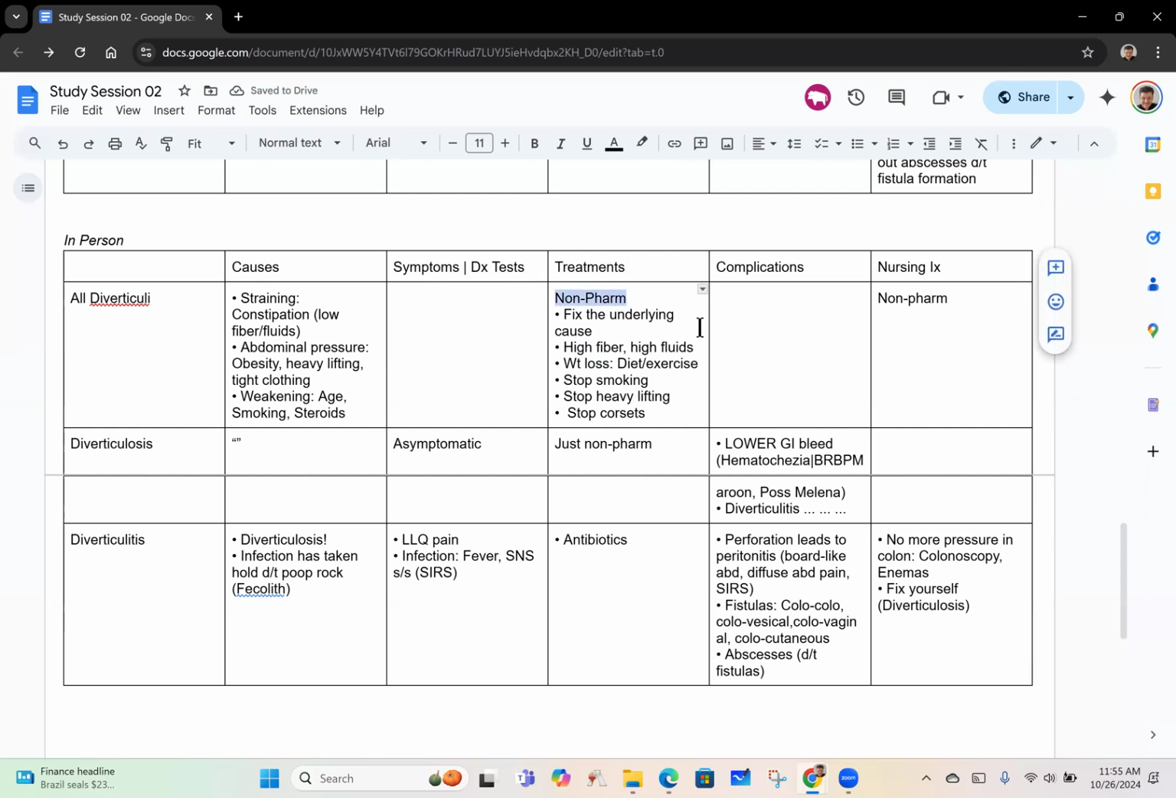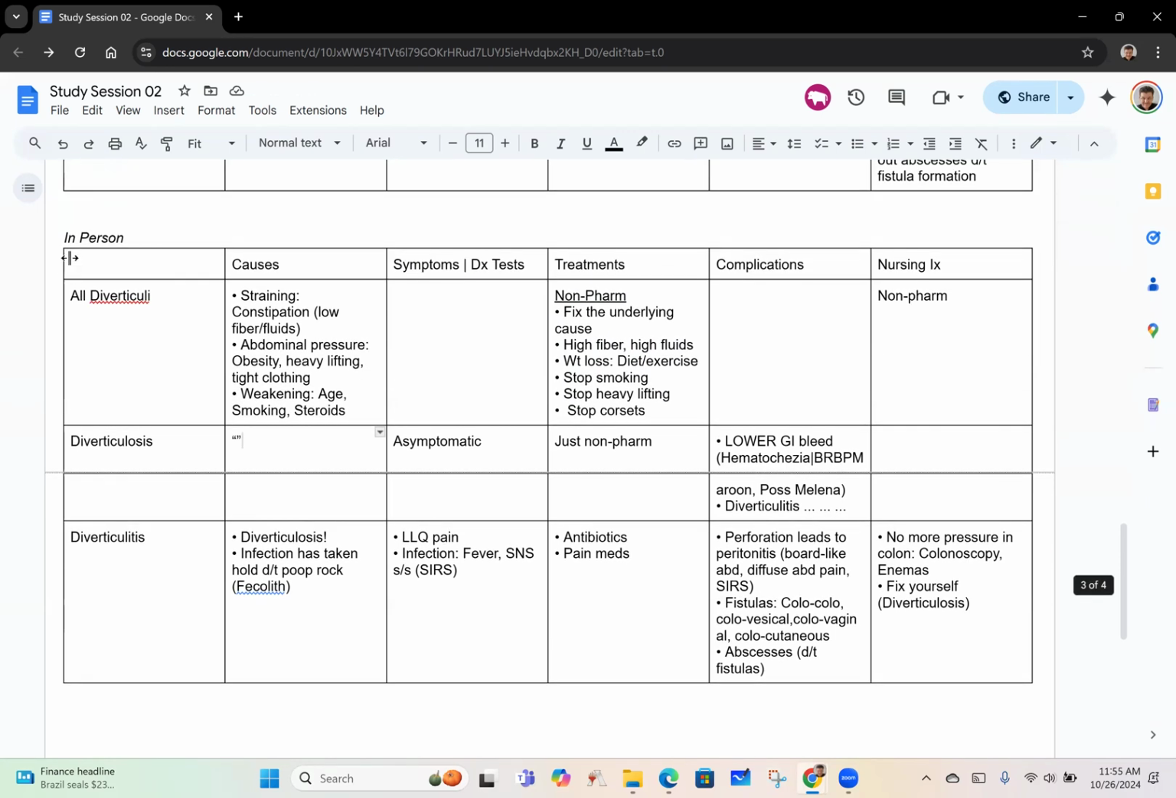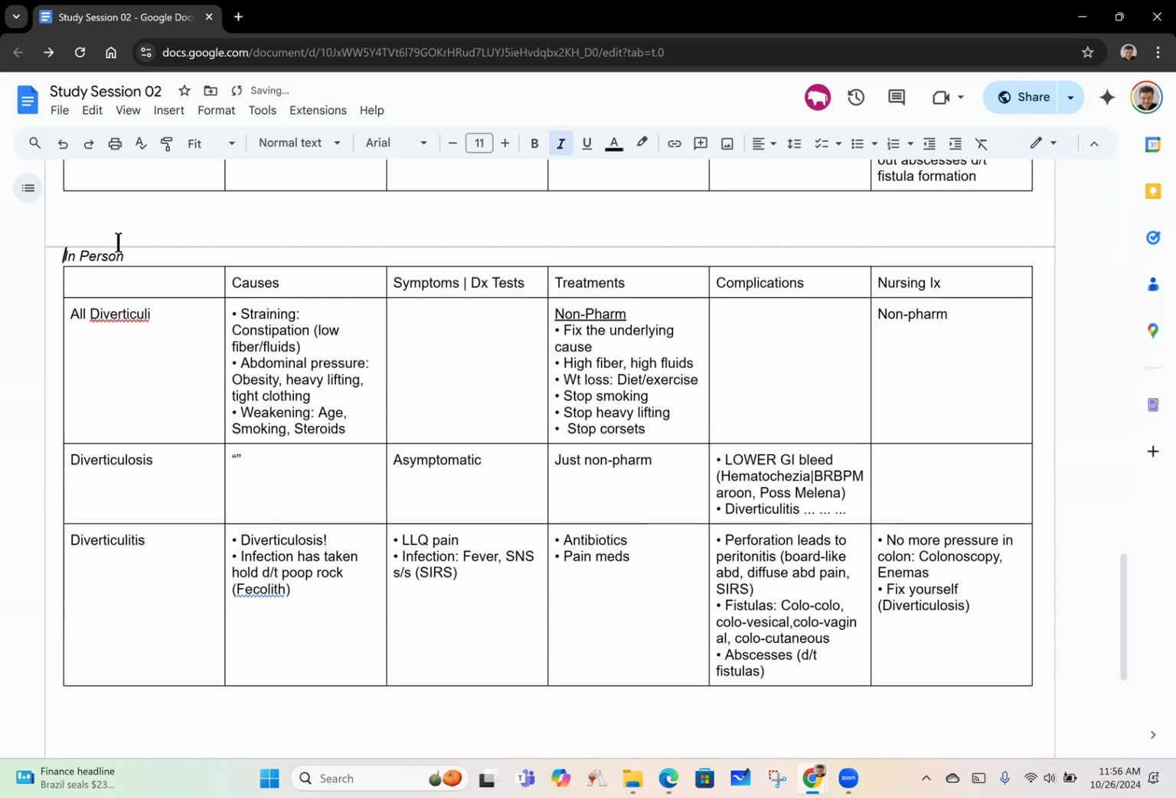Right, there's no real pharmacological treatments. I mean, antibiotics, and you could argue pain medications, right? All right, anything else we're missing here? Diverticulosis, that this line in the middle is. Let's do this one. Alt control. Yeah, there we go. All right, so anything else?